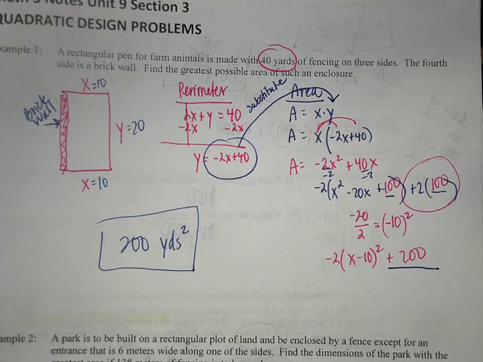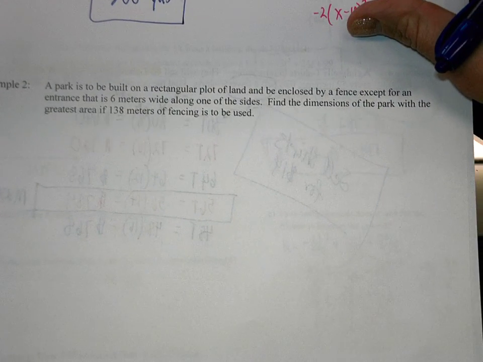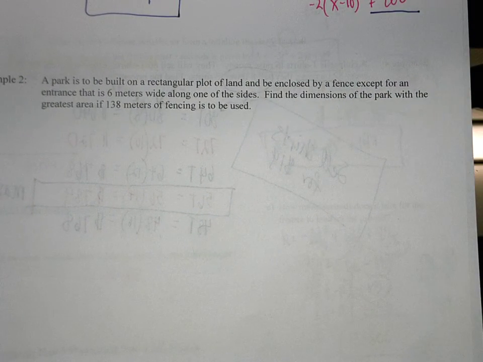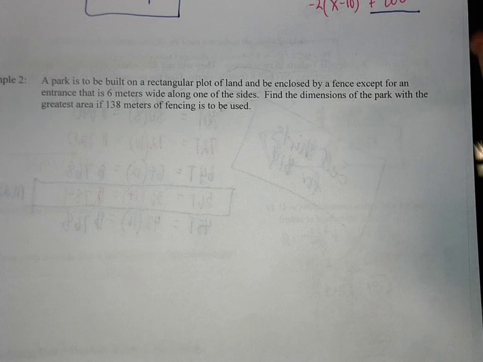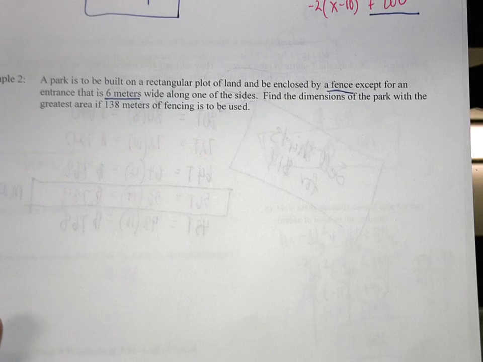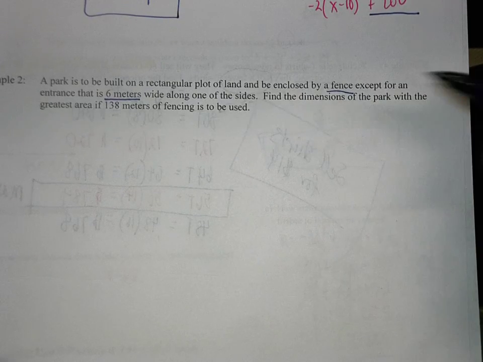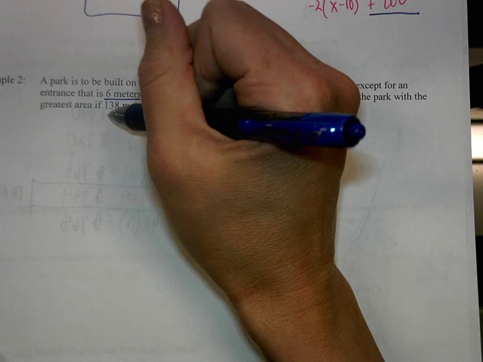Okay, example 2. Last one, we're almost done. A park is to be built on a rectangular plot of land and be enclosed by a fence, except for 6 meters wide on one of the sides for the entrance. Find the dimensions of the park with the greatest area if 138 meters of fencing is to be used.